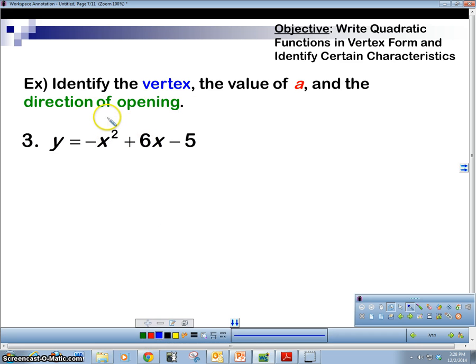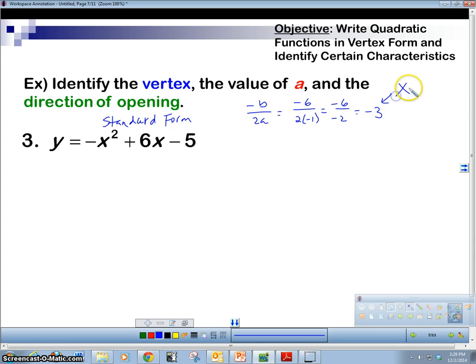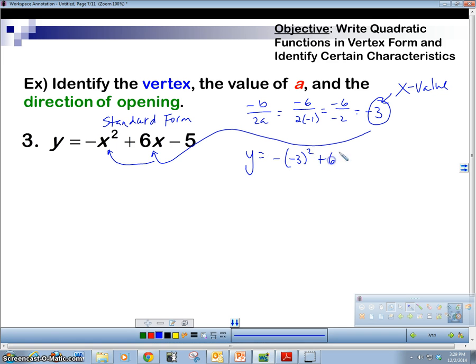So this time we're in standard form. So what are we going to do? We're going to do negative b over 2a. So let's go and do it. Negative b is negative 6 over 2, and a is negative 1. So we're going to have negative 6 over negative 2, which is negative 3. Now this is the x value, right? This is my x value. So I'm going to take that x value and plug it in to my x's to find my y. So negative 3 squared plus 6 times negative 3 minus 5.